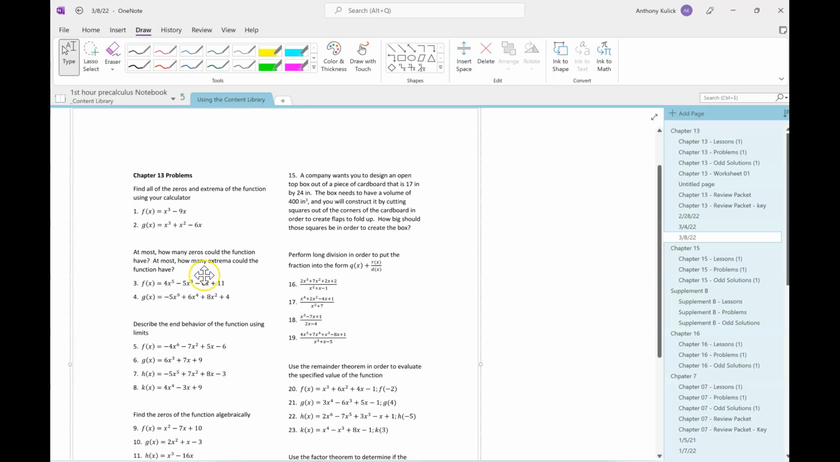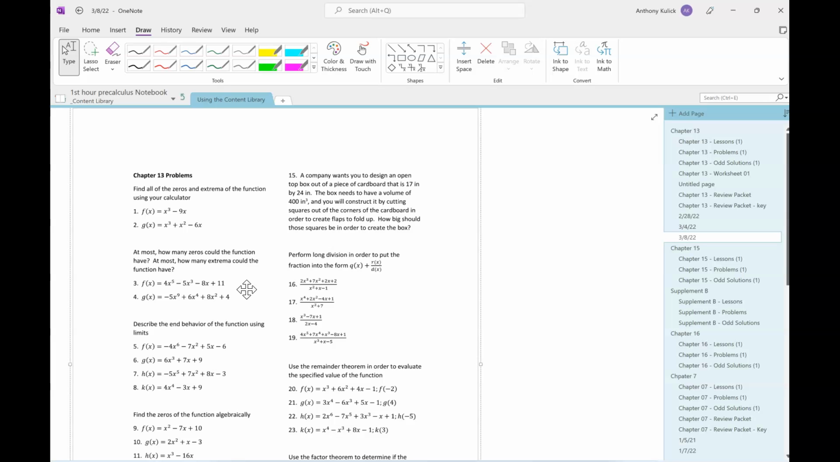Yeah, Joe? Can you explain how to solve 3 and 4, or just one of them, whatever one? Sure. So all I'm going to do is look at the degree of the polynomial, which is going to tell me all the information I need. If I'm doing number 3, what's the degree of the polynomial? 5. So that tells me this could have at most 5 zeros.